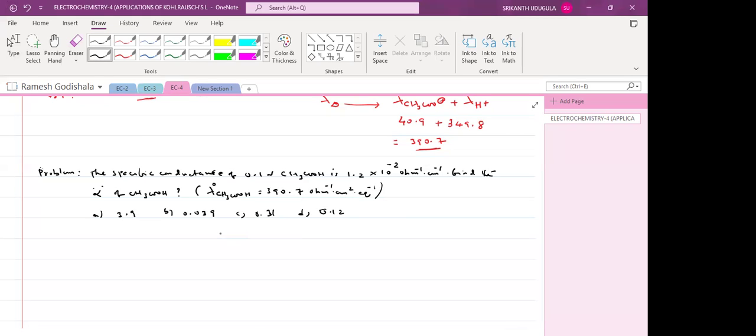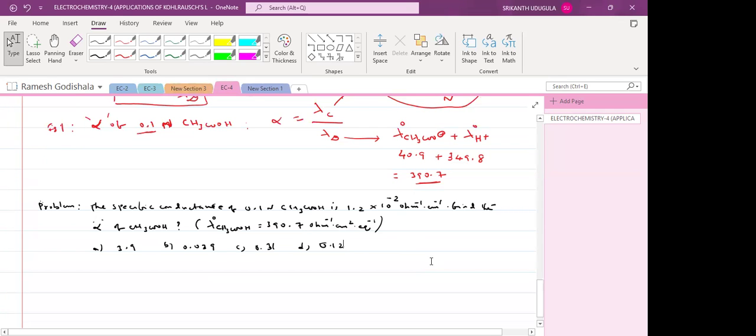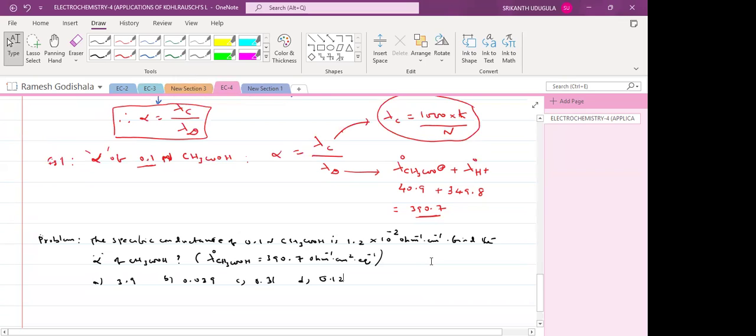The answer is 0.31. The options are: first A 3.9, second B 0.039, C 0.31, D 0.12. Students confirm the options given, and C is the answer. Students who solved it got 0.31. Nice, so the answer is C.